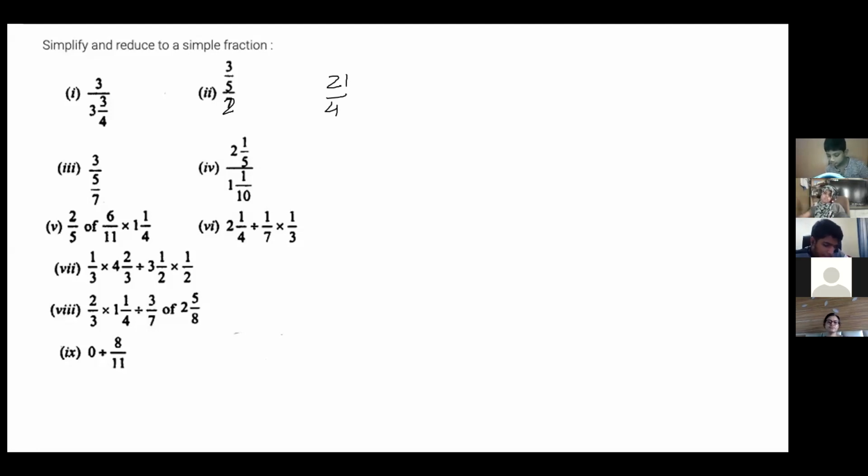Because it will be 9 upon 4 multiplied by 7 upon 1 into 1 upon 3. Ma'am, which question? It will be 9 by 4 divided by 1 by 7. So ma'am, it will become multiplied by 7 upon 1. Yes. Which question? The sixth question we are doing.